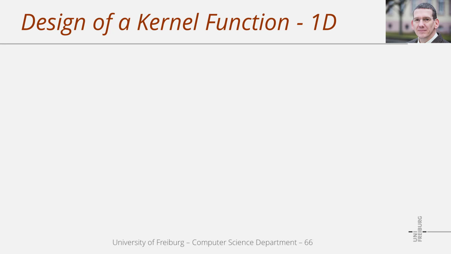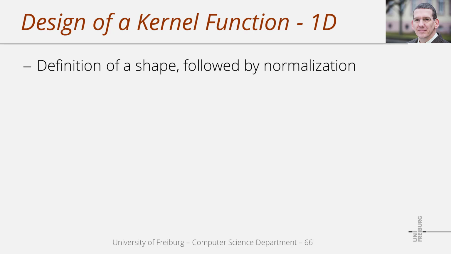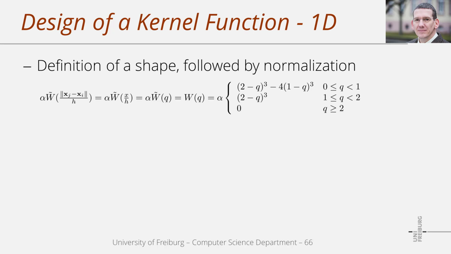Here on this slide I'd like to indicate how SPH kernel functions are typically designed, and as an example we look at the 1D version of the cubic spline. In general, we define the shape of the kernel function, which should be non-negative, symmetric, and close to a Gaussian. And the function should have a compact support. So we define a shape that is denoted with W tilde here on this slide.